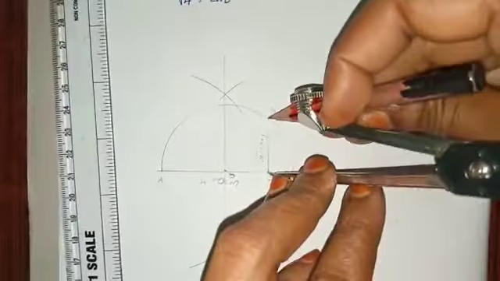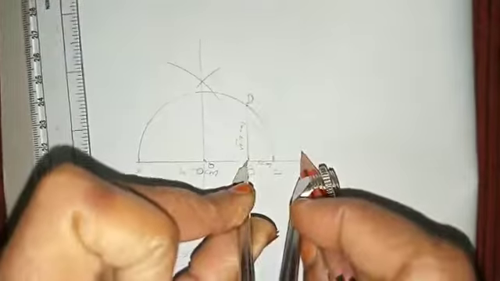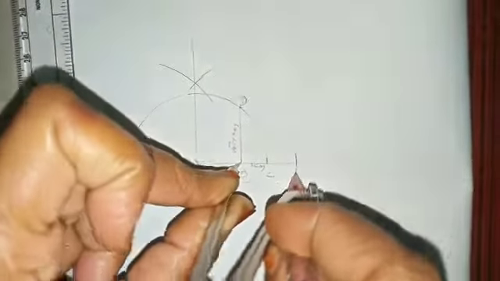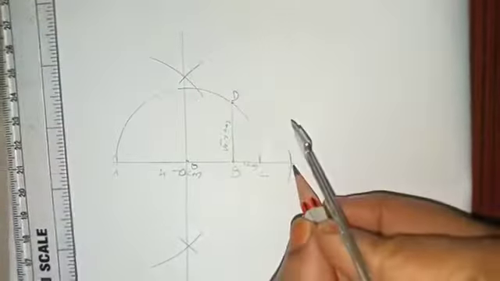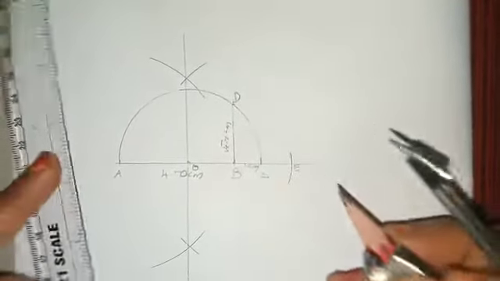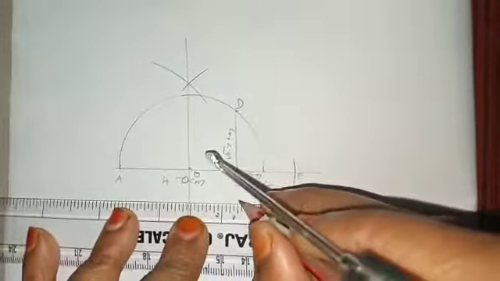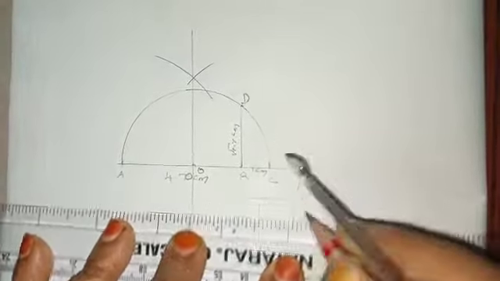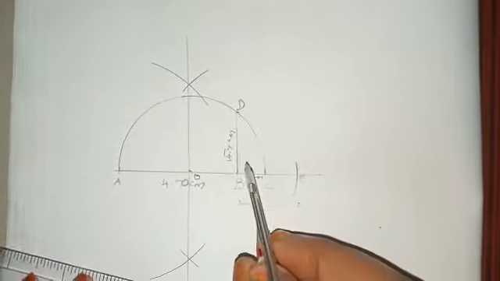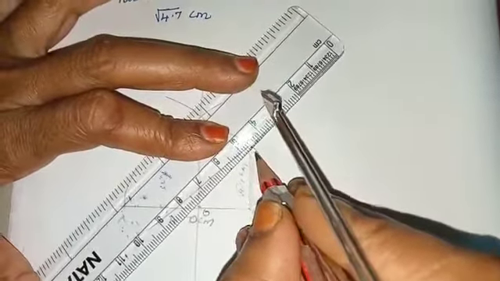So take the measurement of BD and cut an arc on the number line. This point you mark as E. Now BE is the required root 4.7 centimeter. Join this also.